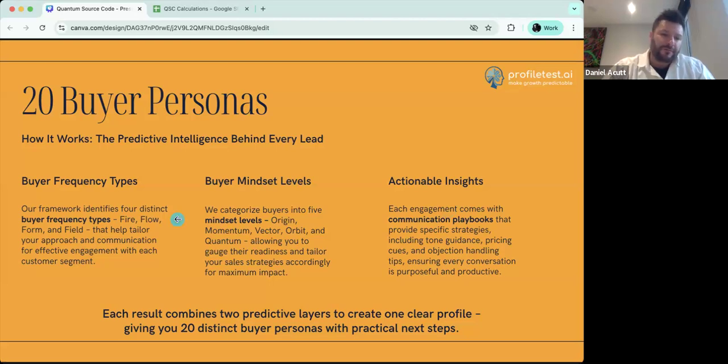But we've got 4 different frequency buyer types: fire, flow, form, and field. Each of these has a specific category that they work with. And when you look at the buyer mindset levels, we've got origin, momentum, vector, orbit, and quantum. Now, each of these are stages of business and stages of mindset, because each of these different stages has a different problem at a different level.